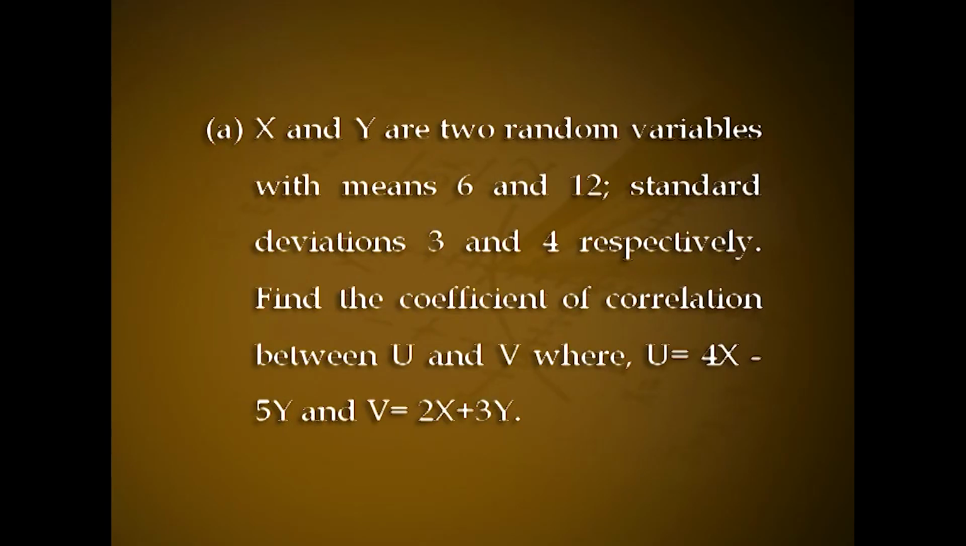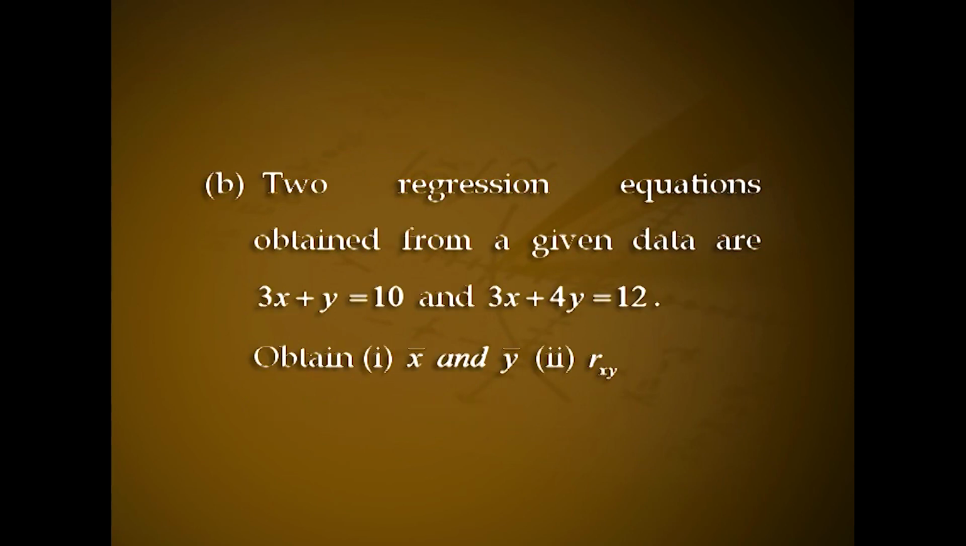A. X and Y are two random variables with the means 6 and 12, standard deviations 3 and 4 respectively. Find the coefficient of correlation between u and v where u equals 4x minus 5y and v equals 2x plus 3y. B. Two regression equations obtained from a given data are 3x plus y equals 10 and 3x plus 4y equals 12. Obtain 1, x bar and y bar, 2, rxy.